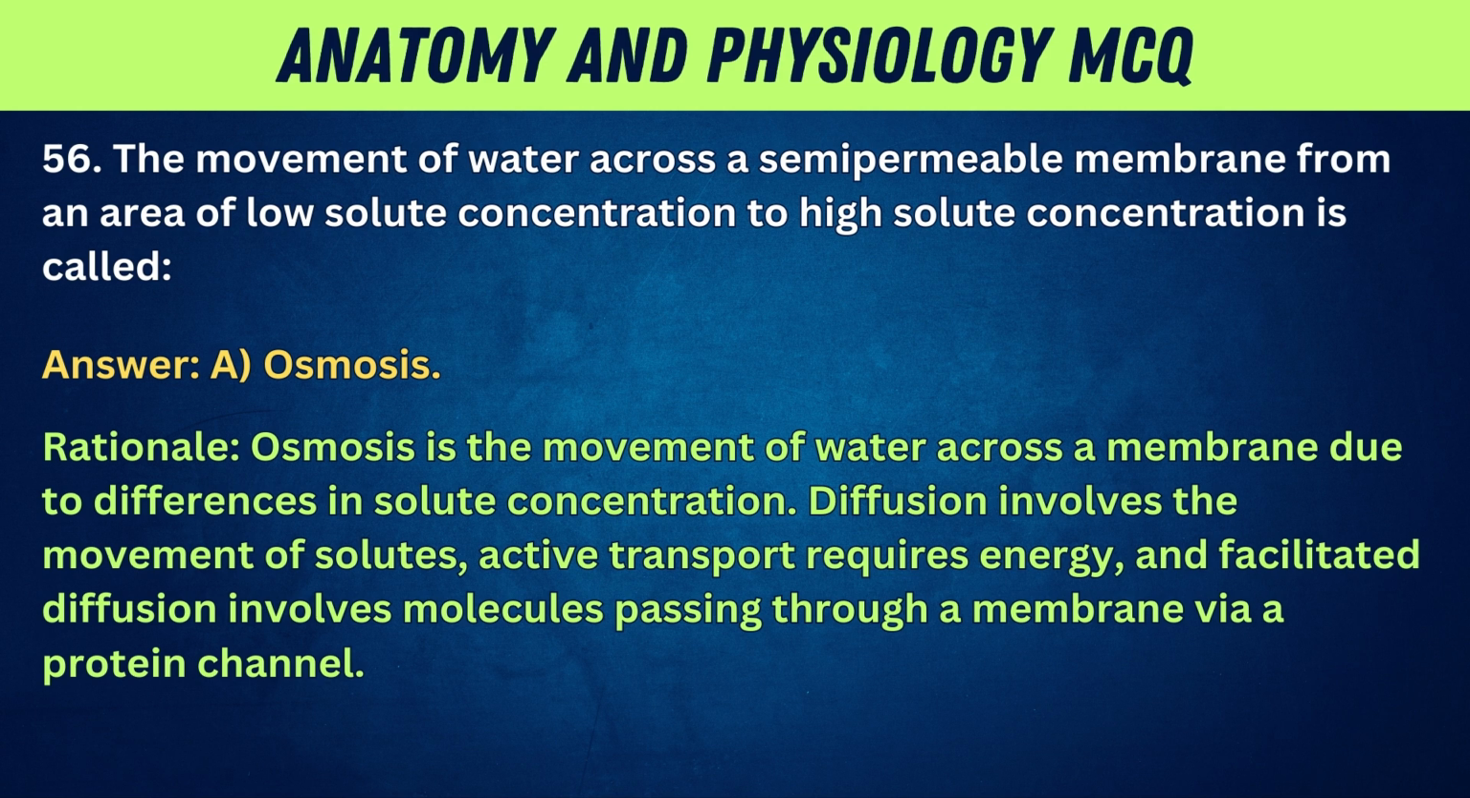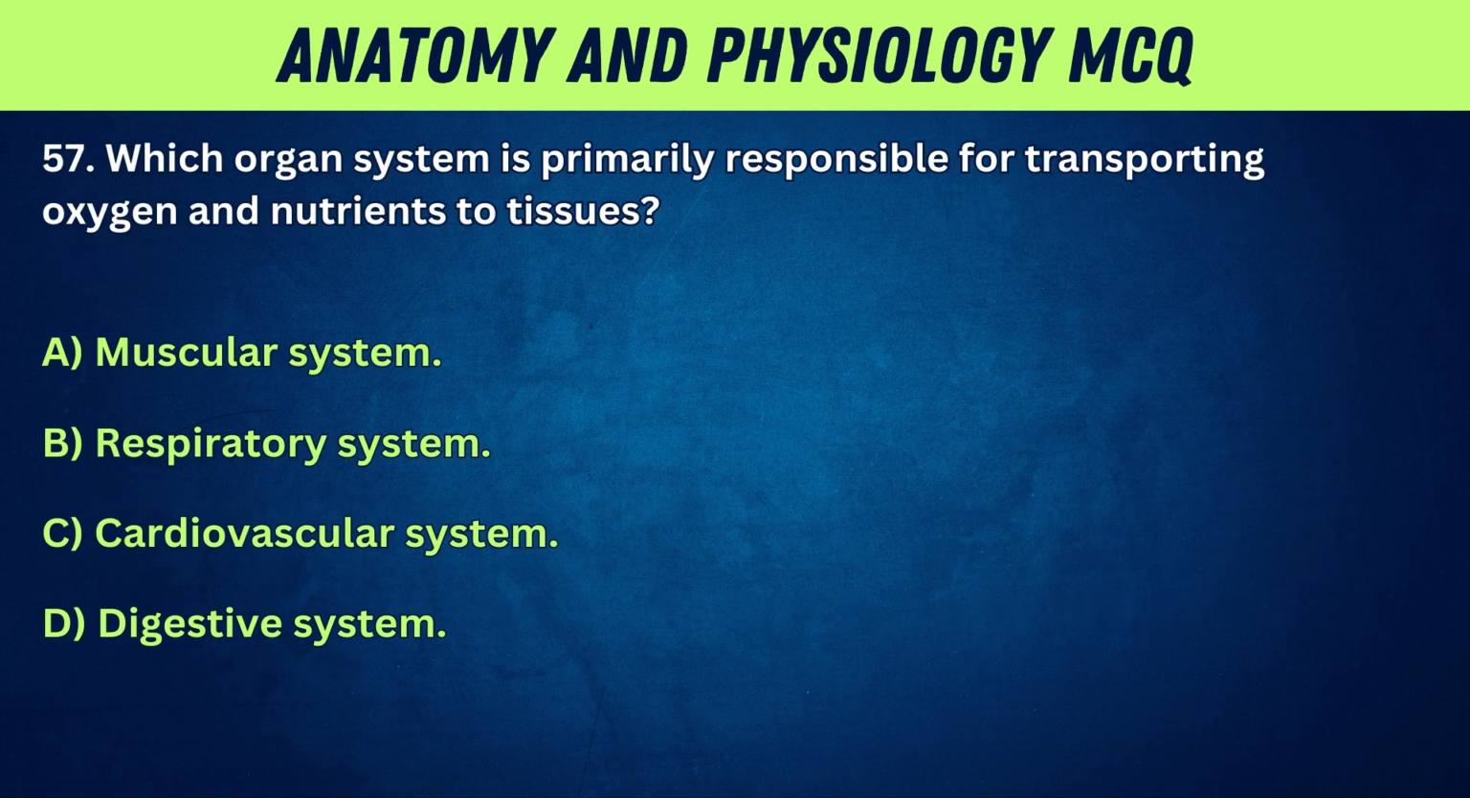Rationale: osmosis is the movement of water across a membrane due to differences in solute concentration. Diffusion involves the movement of solutes, active transport requires energy, and facilitated diffusion involves molecules passing through a membrane via a protein channel. 57. Which organ system is primarily responsible for transporting oxygen and nutrients to tissues?